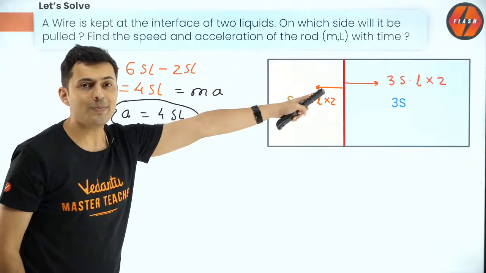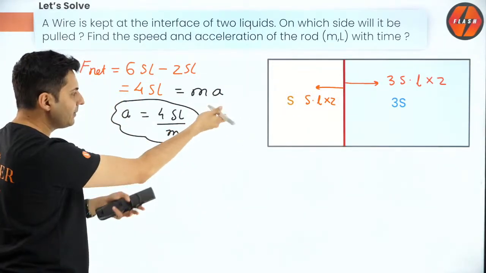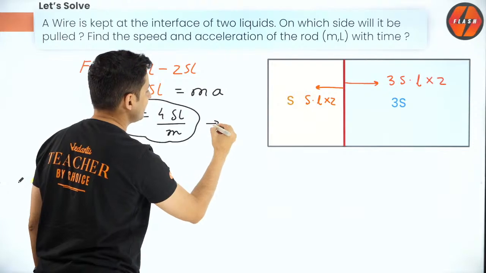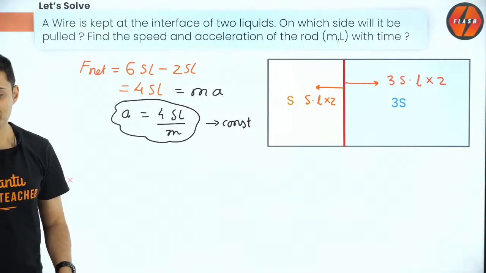As a function of time, the best part is that it's a constant value. That means there is no time in the relationship. So it clearly tells me it is constant. It's clearly seen there is no time over here.